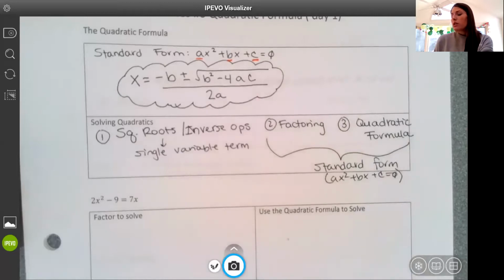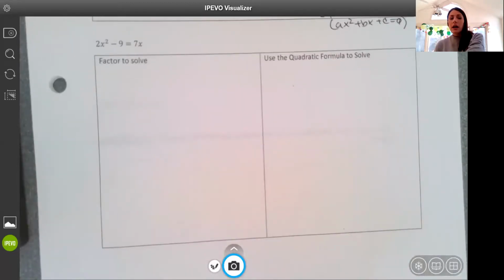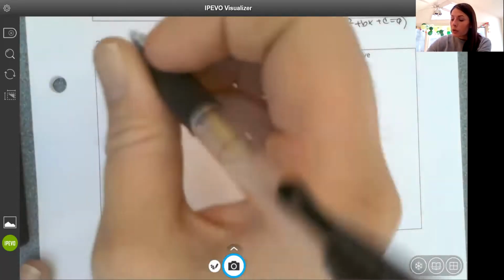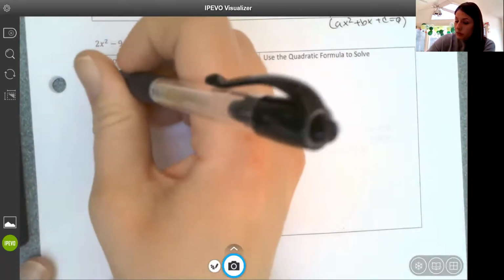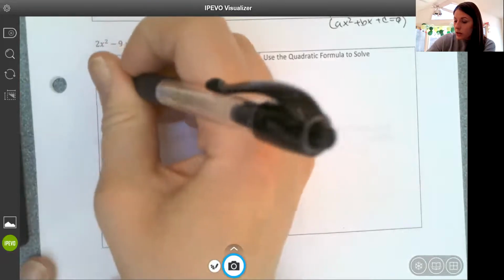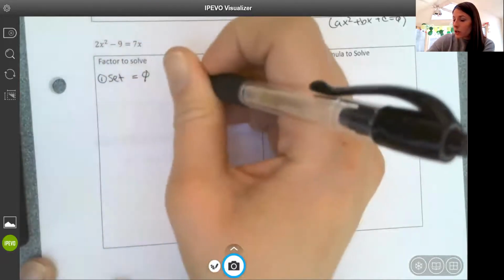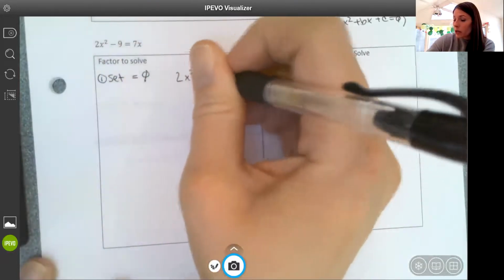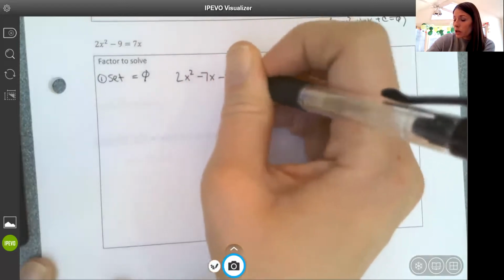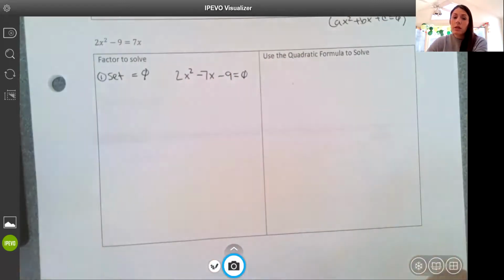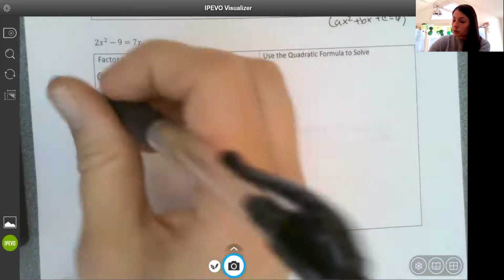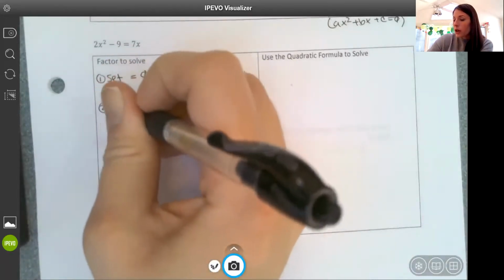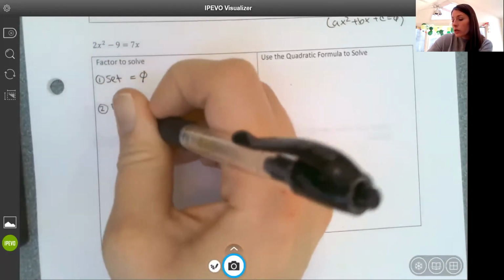Okay, so first quadratic we're going to look at, if I wanted to factor to solve this, first we need to get it set equal to 0. Right, so set equal to 0, just like always. 2x squared, writing it in standard form, minus 7x, subtract 9 equals 0. And then I will factor and solve.